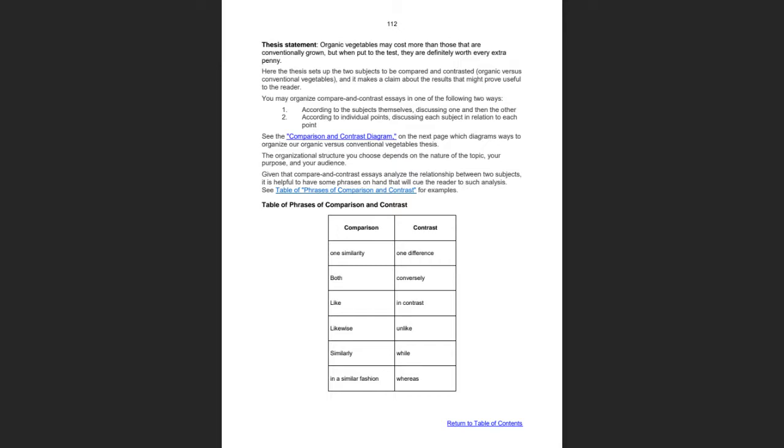So for comparison, you have one similarity, both, like, likewise, similarly, and in a similar fashion. For contrast, you have one difference, conversely, in contrast, unlike, while, and whereas. All of these words can be useful when trying to formulate the proper paragraph structure and use the words associated with the strategy.